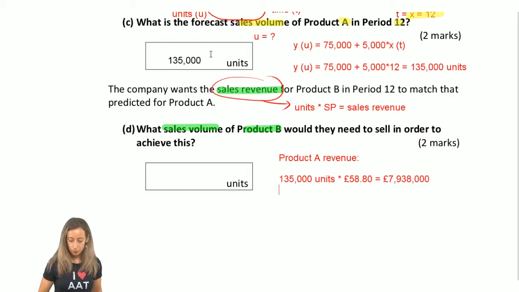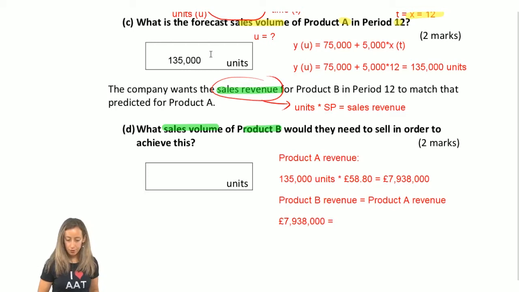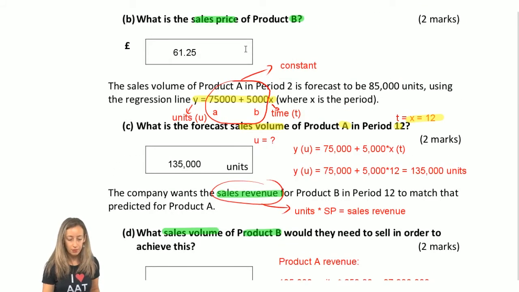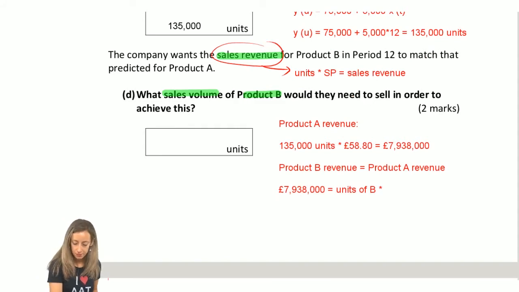Well, we're saying that this should be product B revenue as well. So product B revenue, which should be the same, equals product A revenue here. What we're going to do then is say the 7,938,000 equals the number of units of B, which we don't know, multiplied by the selling price of B, which in part B we calculated as 61.25. Remember this one that we already got? Yes? So we replace it with the selling price we've calculated already, 61.25.